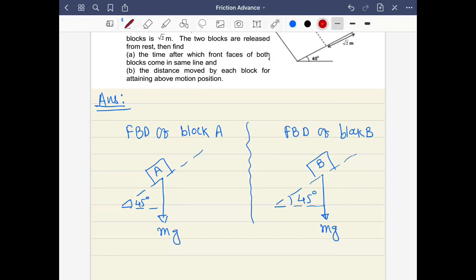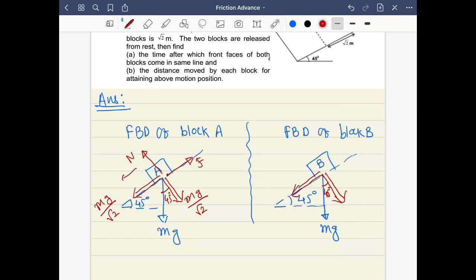We can take the components of mg along the inclined plane and perpendicular to the inclined plane like this. This is the components of mg along the incline and perpendicular to the incline. This is 45 degree we have, this is 45 degree we have. So we have mg sine 45, which is 1 by root 2, so mg by root 2, and mg cos 45, 1 by root 2, so it is mg by root 2. This is the normal reaction which we have, and the friction force is acting in this direction.